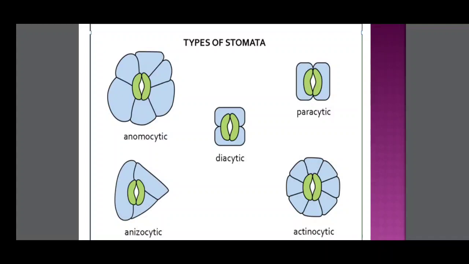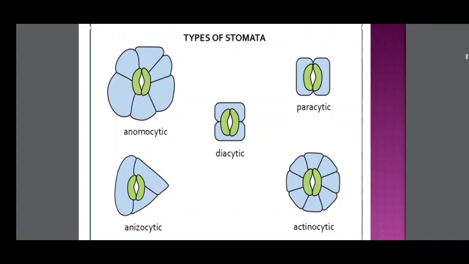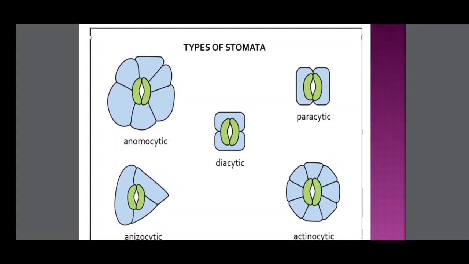First the anemocytic. In anemocytic, the stomata are surrounded by guard cells. Guard cells are surrounded by more than 4 subsidiary cells. These subsidiary cells look like epidermal cells. There is no difference between the subsidiary cells and epidermal cells of the leaf. Mainly it occurs in the ranunculus family. That's why this type of stomata is also called ranunculus stomata.